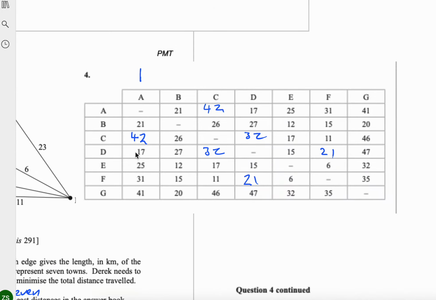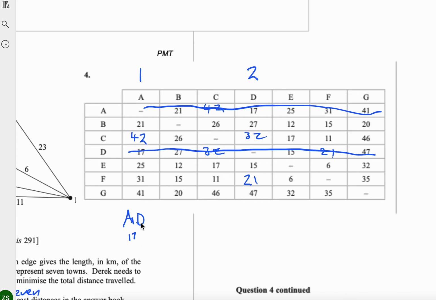This is one. What's the smallest? 17. 17 is the smallest, so number 2 is D. Let's write it down: A, D. And what's the nearest now? 15, E. Okay, so A to D was how far? 17.